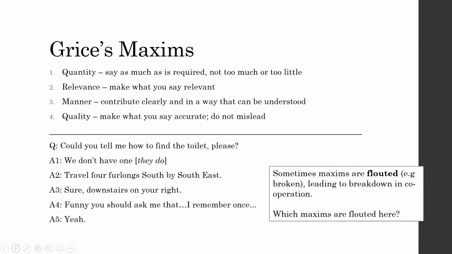The maxim of quantity says that you say the right amount, not too much or not too little. The maxim of relevance, as a rule, says that what you say is relevant to the topic of conversation. We follow topics and we keep our speech relevant. The third maxim is the maxim of manner, which means that we offer our contribution to conversation in a way that can be understood by others. And finally, the maxim of quality, we don't mislead people. We say what we think is true.